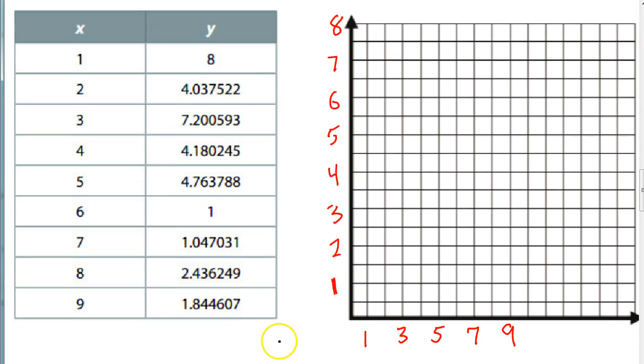Okay? Now, we can't really graph 4.037522, so it helps to go through just to figure out what you're really going to graph. So yeah, really it's going to be 2, 4, 3, 7.2, and then we can't do 4.18, but we can do 4.2. We can't do really 4.76 and all that, but we can round it up a little bit and do 4.8.